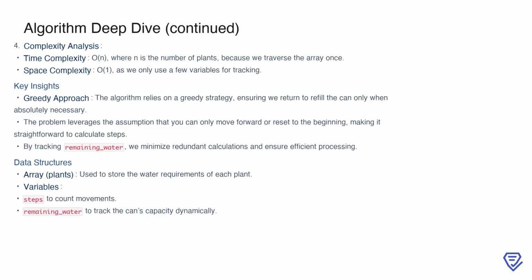This strategy is possible because the problem constrains movement to either forward progression or resetting to the start, simplifying the calculation of steps. By dynamically tracking the remaining_water, we avoid redundant calculations and maintain efficiency. The primary data structure used is the plants array, which stores the water requirements, while variables like steps and remaining_water manage the state of the computation.